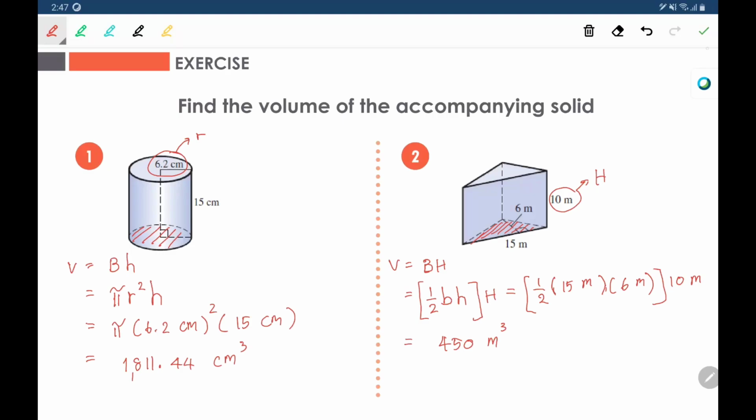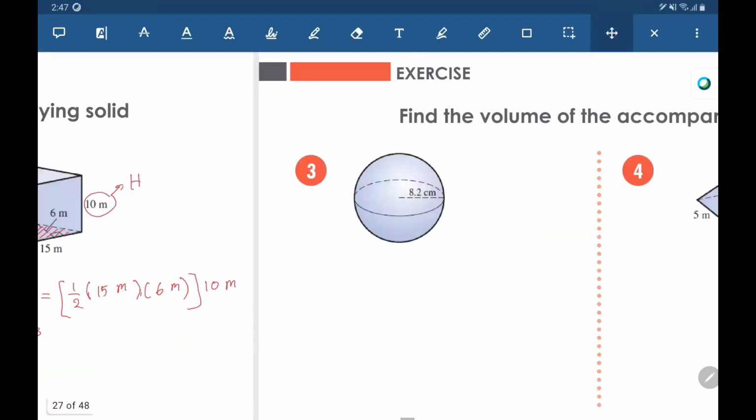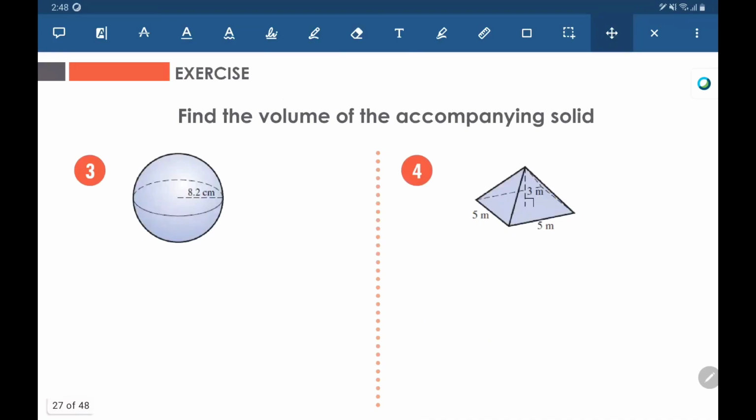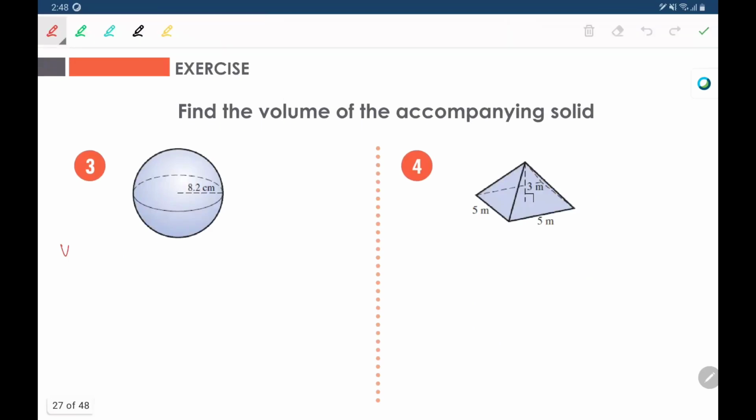Now, let's try another shape. Exercise number 3 is a sphere. The volume for a sphere comes from the formula 4/3 pi r cubed. 4/3 pi, what is r? This one is r of this sphere. So 8.2 centimeters cubed. Then the final volume is 2309.56 cubic centimeters.